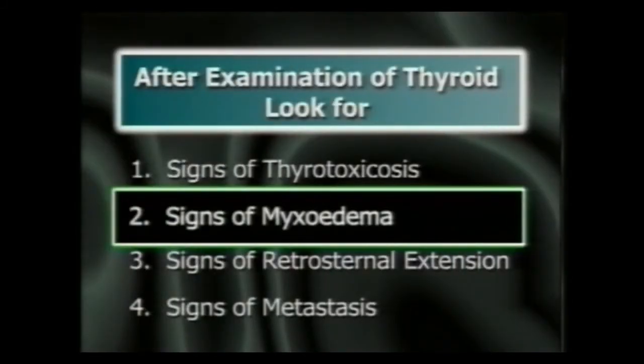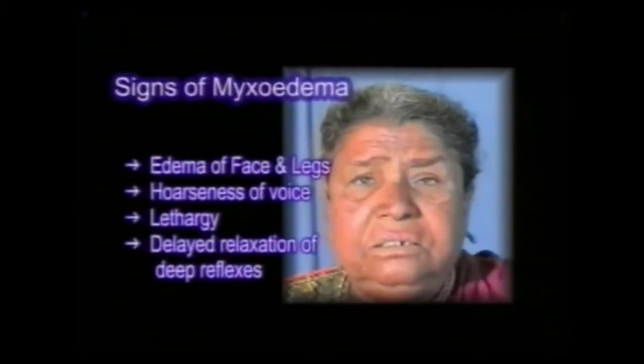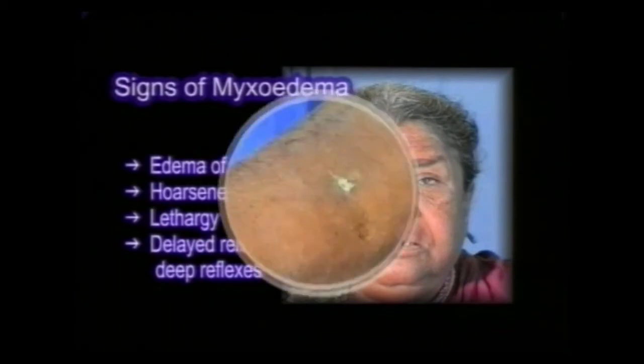Signs of myxedema. If there are no signs of thyrotoxicosis, look for signs of myxedema. Is the voice hoarse? Is there edema of the face and legs? Does the patient feel lethargic? And look for the diagnostic clinical sign, that is delayed relaxation of the deep reflexes. Test the ankle jerk and the knee jerk. Note the typical myxedema face with edema and dry, coarse skin. And listen to the characteristic slow, hoarse voice.